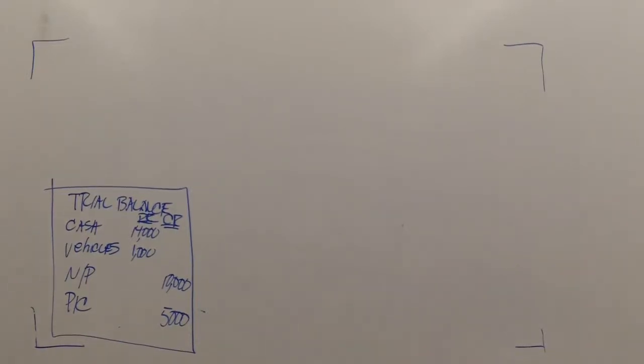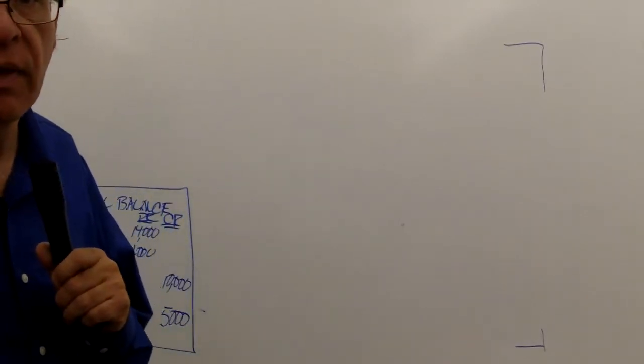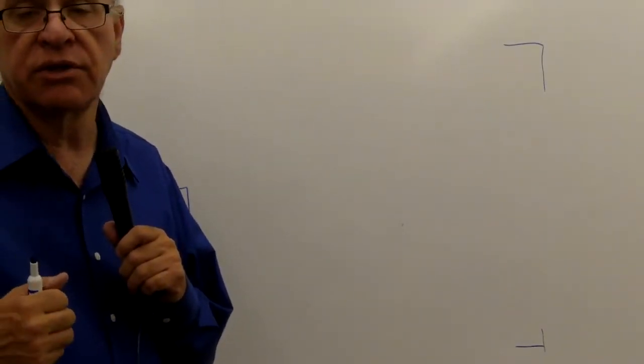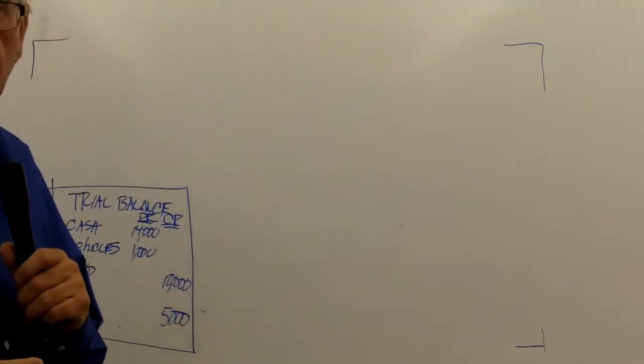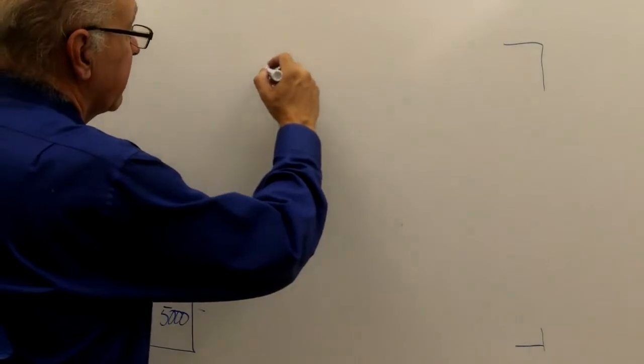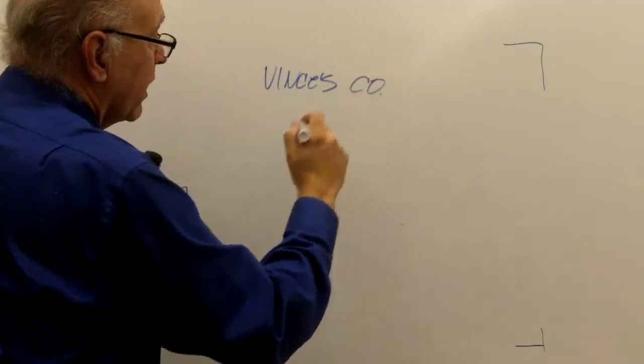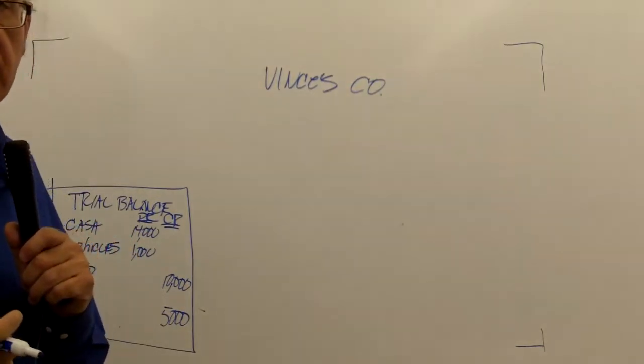Now let's take a look at our first financial statement. There are major financial statements in accounting. One of those shows what we've covered so far, basically the what equals the who. We'll imagine that this is my company, so I'll put Vince's company. And we've seen some transactions.